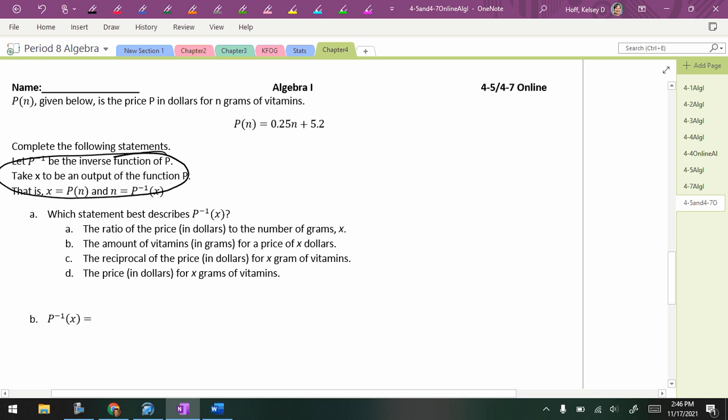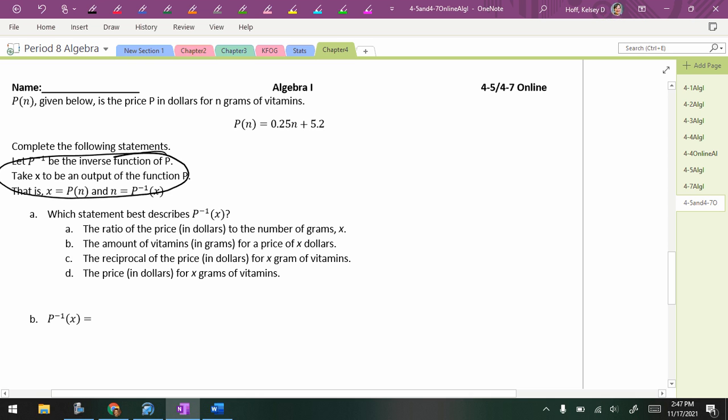So first thing is, which statement best describes P inverse of X? We don't have to find it, just tell me what it means. What is P inverse? What does it represent? Say it, Maya. What? If Meg picked it, I just heard you whisper it. I'm sorry. Oh, Meg, what do you got? Price for X grams of vitamin. She says D. Is that true?